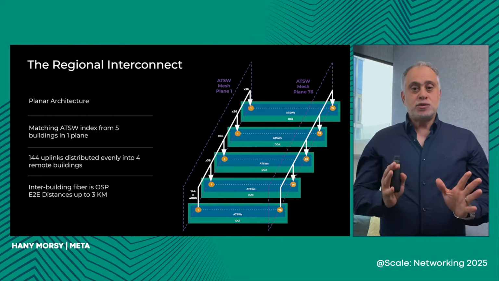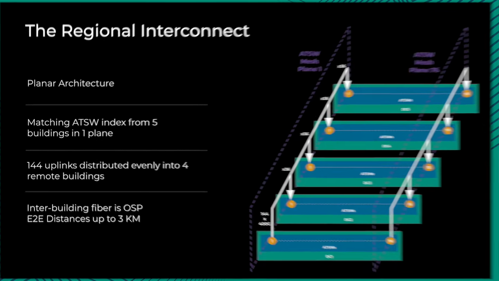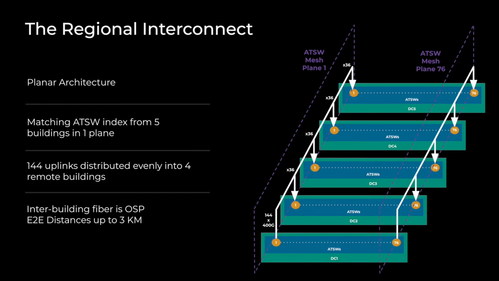The regional network is constructed by fully meshing the ATSWs that share the same index from all 5 buildings. For example, ATSW1s from all 5 buildings are connected together in a full mesh. All ATSW2s are connected in a full mesh, and so on, all the way to ATSW76s. This basically creates 76 distinct orthogonal planes depicted here in the drawing with the purple rectangles. Within each one of these planes, the ATSW uses 144 uplinks that are evenly distributed with 36 uplinks to each of the other 4 remote ATSWs in the region.